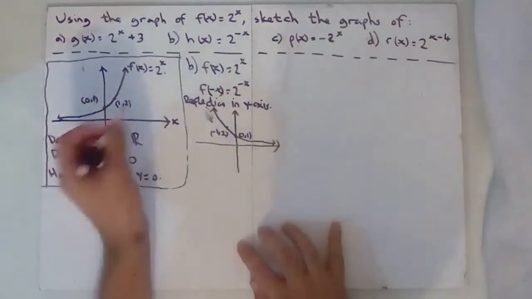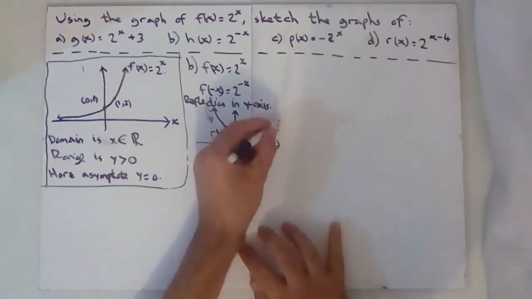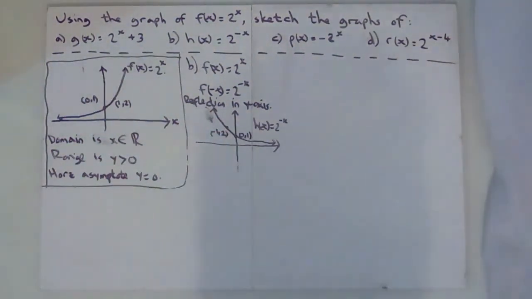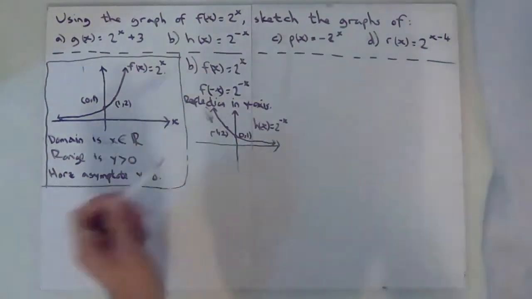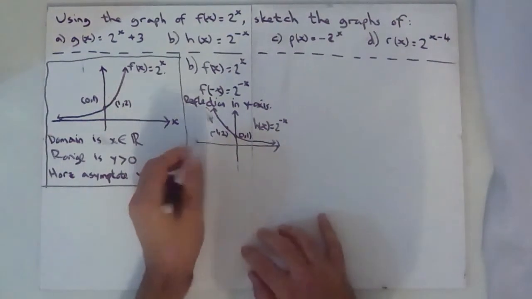Okay, this is h of x equals 2 to the minus x. So again, I want domain, range, and horizontal asymptote. And actually, the domain and the range are no different. We've still got x can be any real number. We'll give an output there. So x can take any real number you can think of, and there will be no issues.